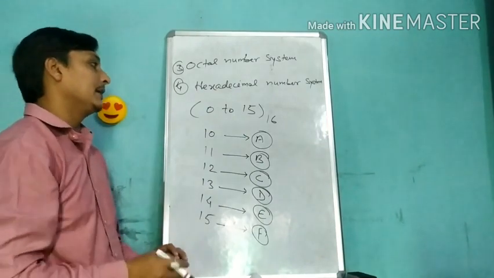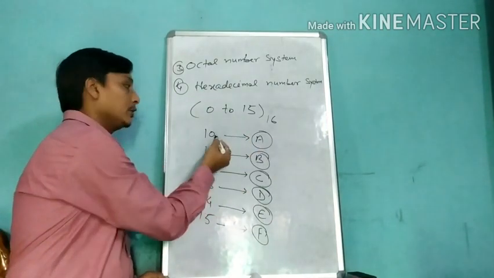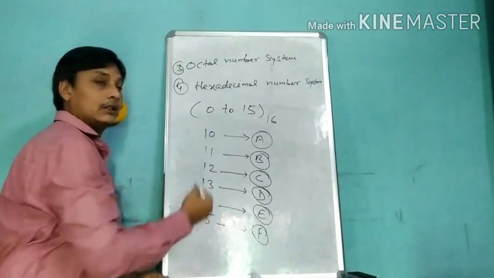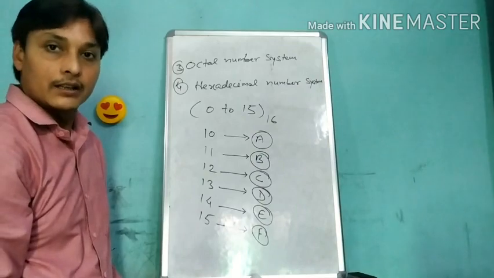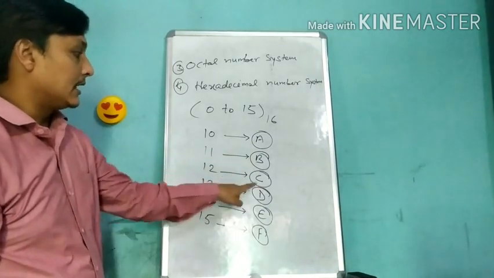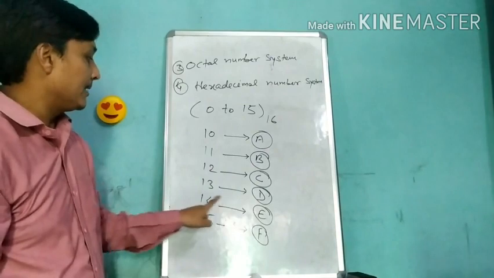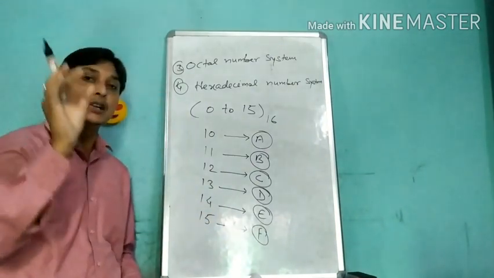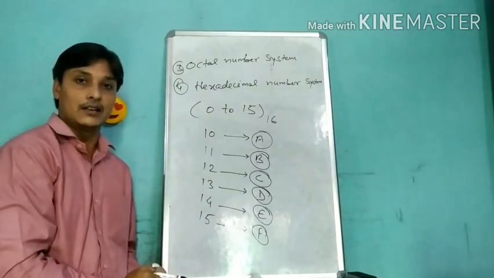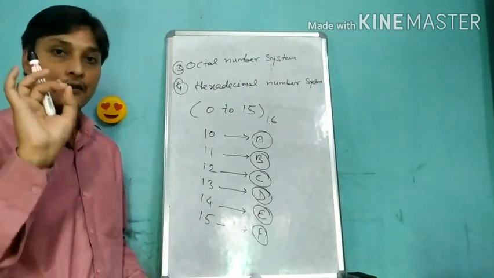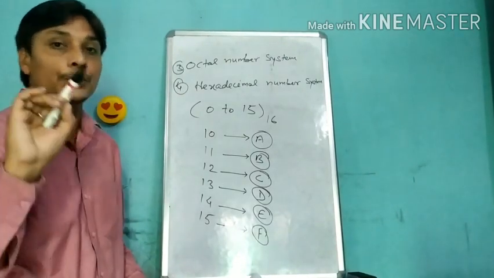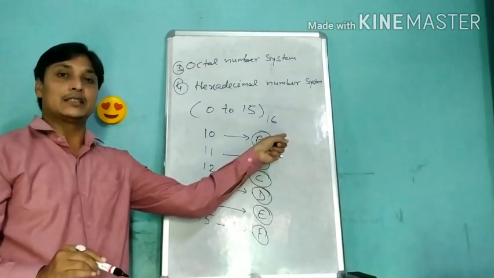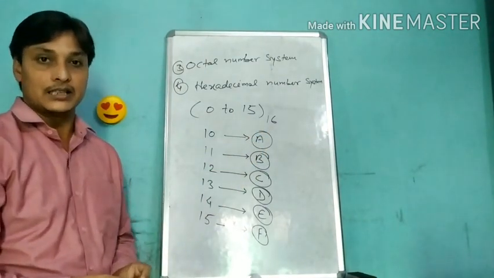So you will get the meaning: when we talk about A, the value will be 10, or if we are giving the value 10, the alphabet will be A. Clear? B means 11, C means 12, D means 13, E means 14 and F means 15. So it would be counted 0 to 15. Is that clear? Such a number system where the numbers come between 0 to 15 and the base is 16, that type of number system is your hexadecimal number system.